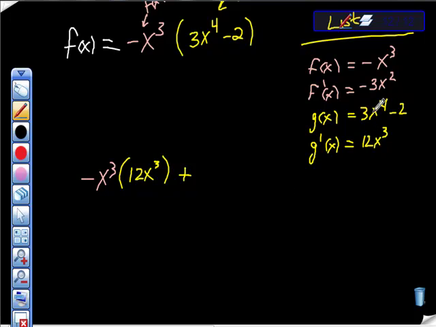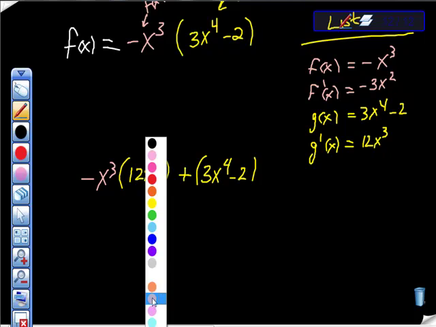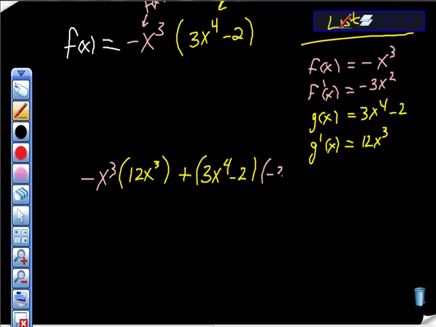Then my instructions up here for our rule say that we take g of x, 3x to the fourth minus 2, times f prime at x. So that's all I'm doing here, is my g of x times negative 3x squared. You see I put this in parentheses because I was afraid if I didn't it would look like I was subtracting this. So I was just trying to be a little bit careful. I am going to go ahead and simplify. And I have negative x cubed times 12x cubed, which is negative 12x to the sixth, right? Here I'm going to distribute this way. It's exactly the same thing, which gives me negative 9x to the sixth, isn't that right?